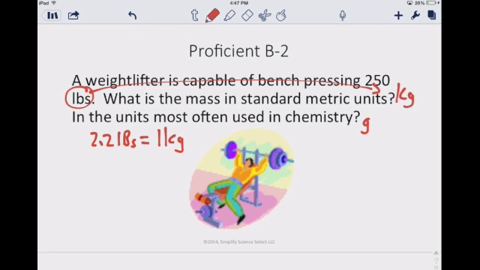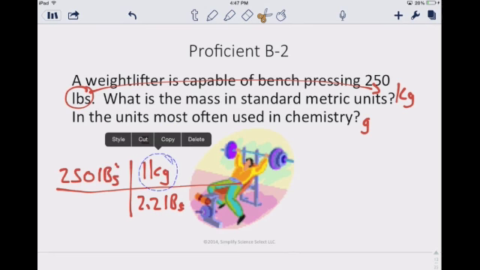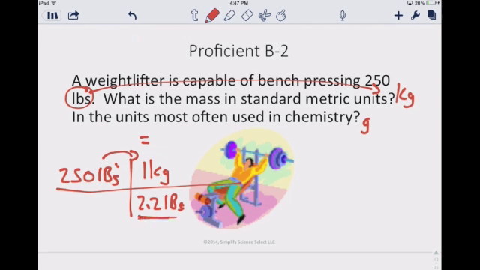So we start with what we have. We have 250 pounds. Set it up. Since pounds is right here, we need pounds right there. So we take that part of the statement of equality, put it on the bottom, and put the 1 kilogram on top. Then all we do is multiply it out. 250 times 1 would be 250, all divided by 2.2 pounds. And that will give us 114 kilograms. Okay, so this is what we have in our standard metric unit.